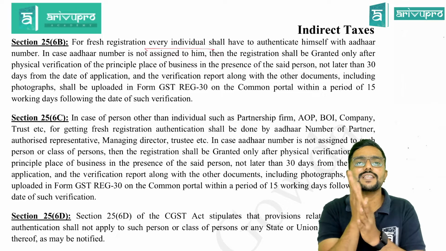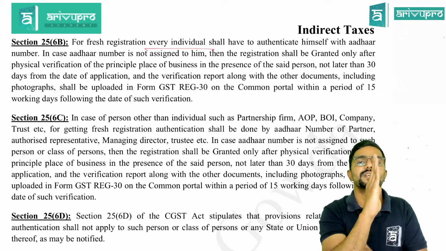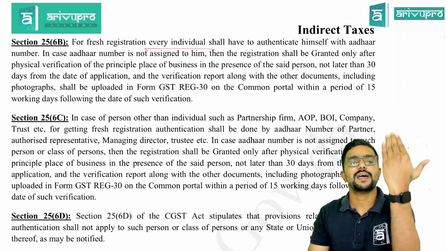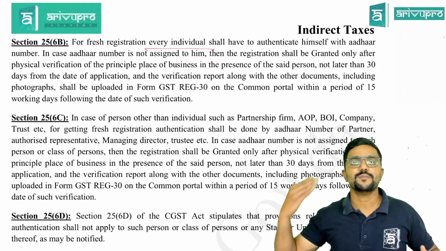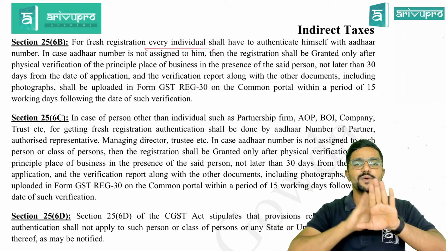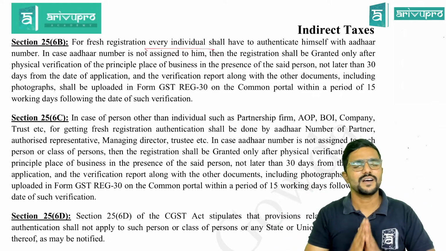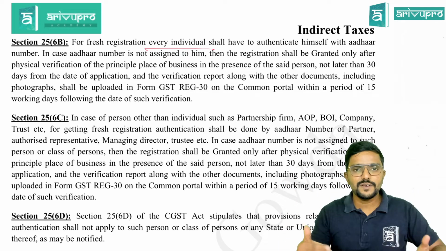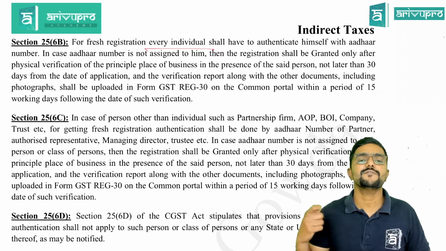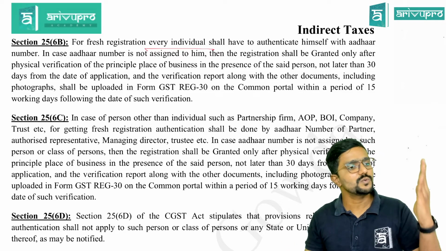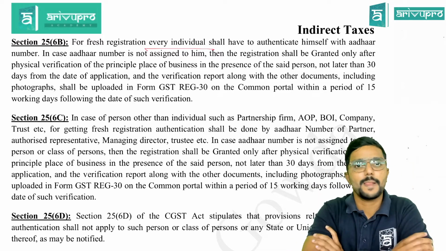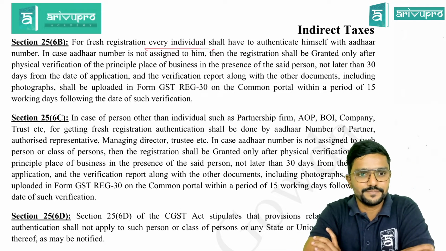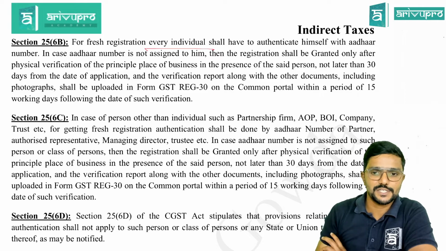They will give the Aadhaar of the person who is the face of it. For example, for a company, the managing director; for HUF, the Karta; or for a partnership firm, the partners. So if it is a company, partnership firm or HUF, anyone other than individuals applying for registration, look at who is the individual who is the face of that entity. Their Aadhaar will be given. That is what subsection 6C is talking about.